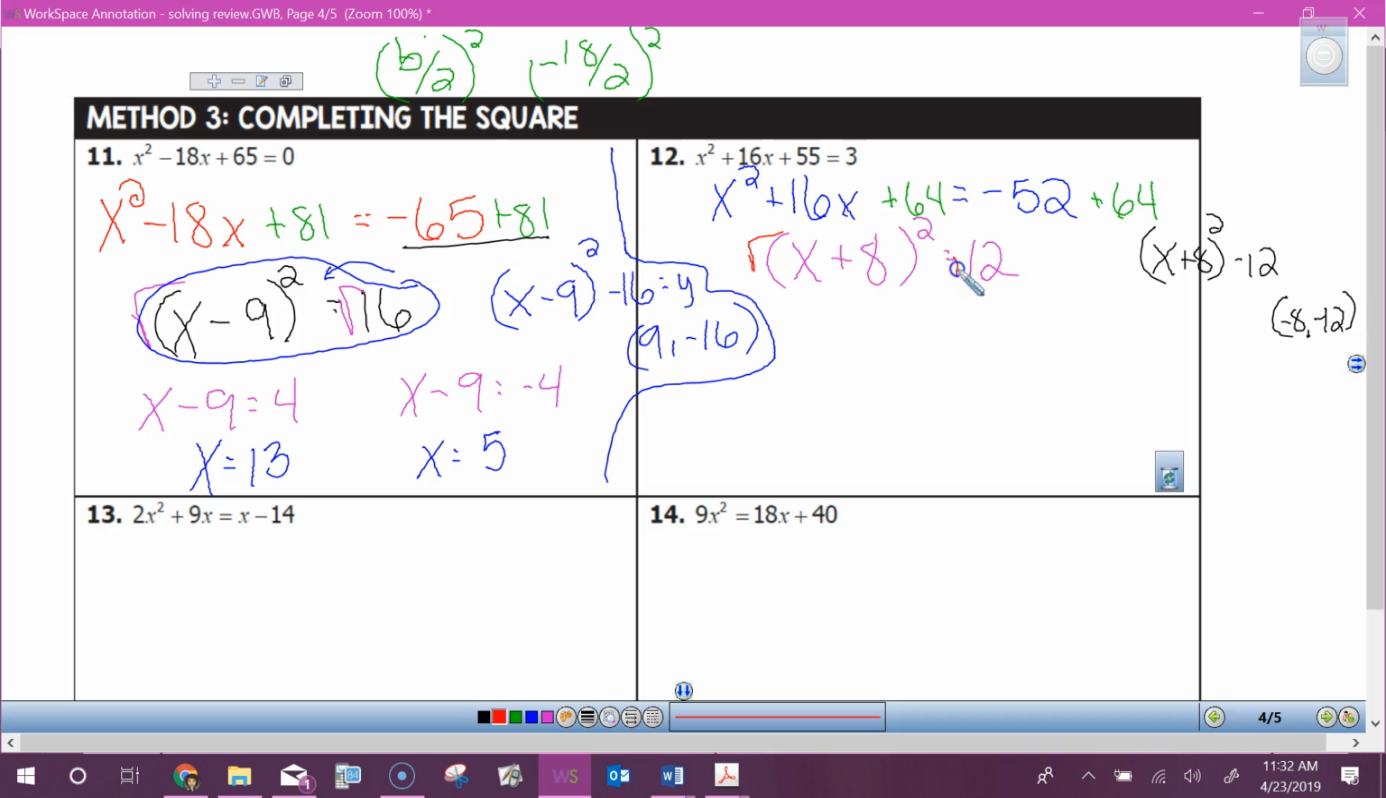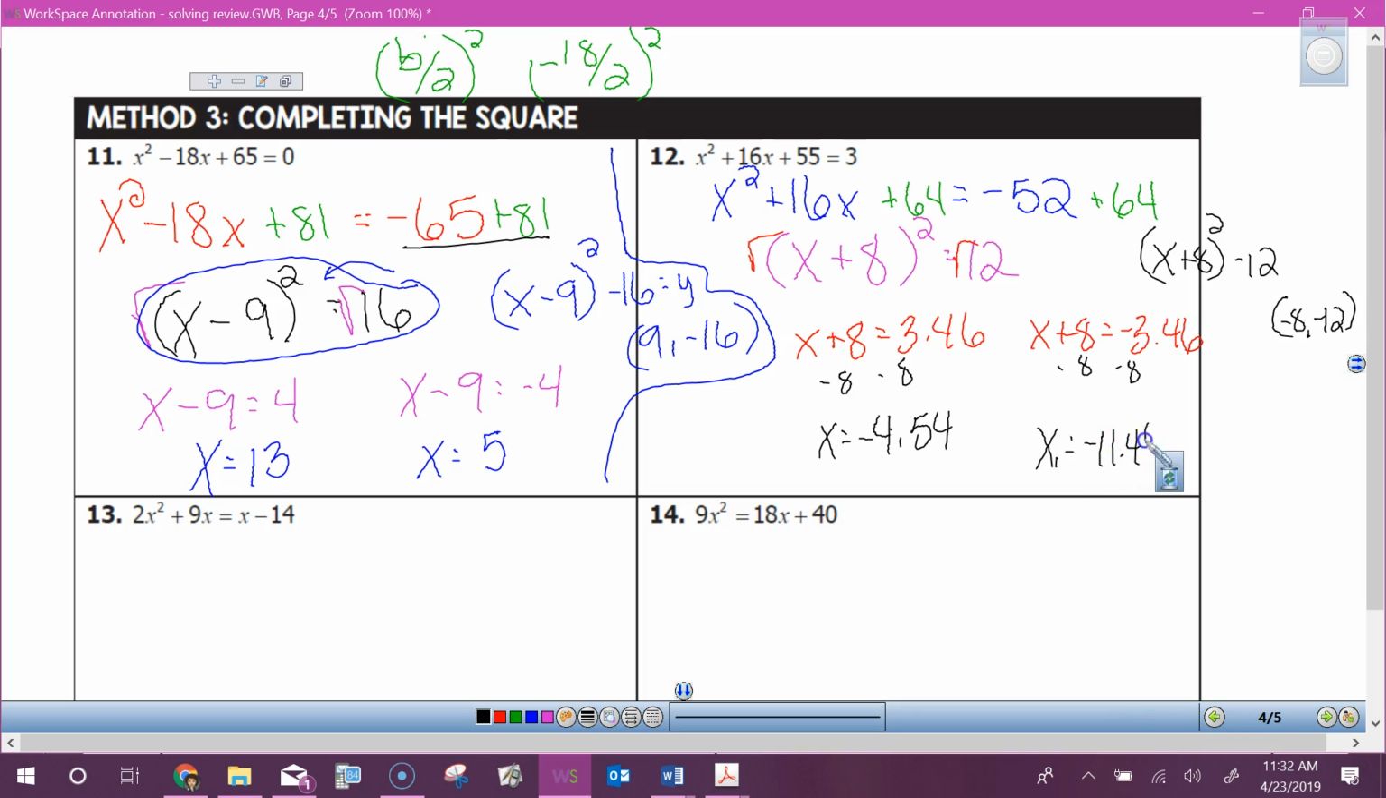Okay, but if we keep going to solve this, what do I do? Square root of both sides. So x plus 8 equals, you're going to have to help me out, 3.46. X plus 8 equals negative 3.46. And the last step is solve. Subtract your 8. X equals negative 4.54. Subtract your 8. X equals negative 11.46.